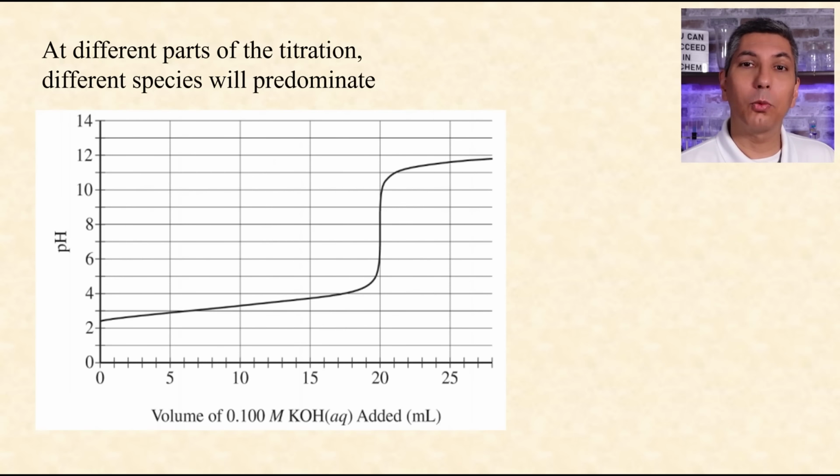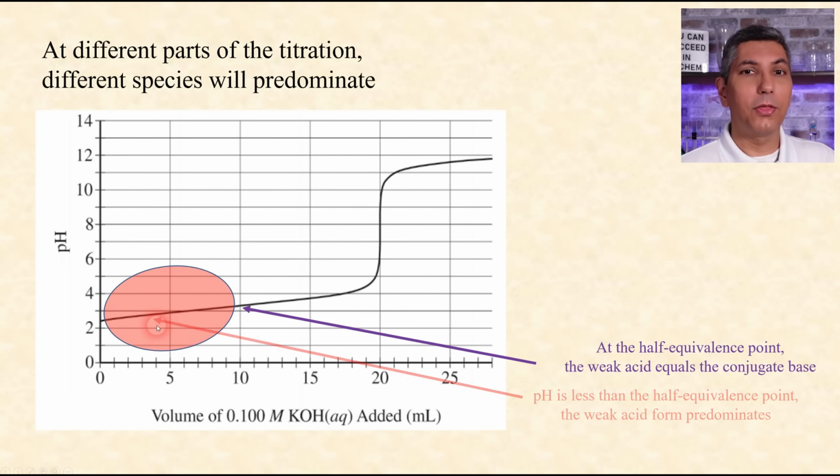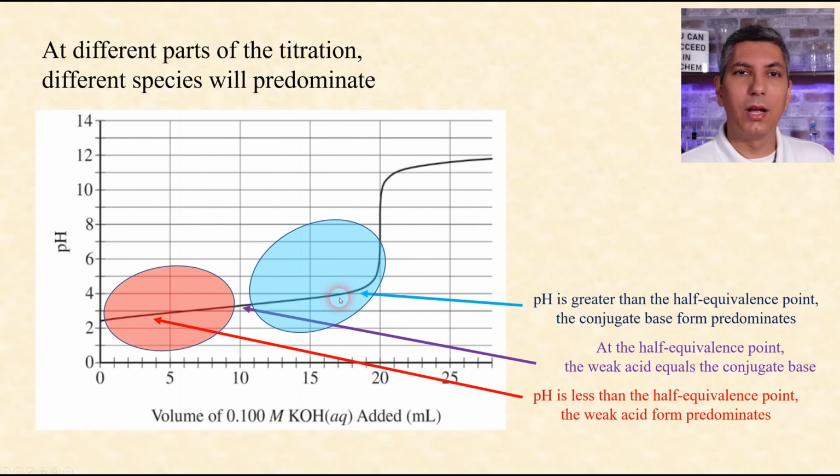As an acid-base titration progresses, different ions or compounds will predominate. Take this titration curve for a weak acid and strong base. We said earlier that at the half equivalence point, the concentration of the weak acid and its conjugate base will be equal. At any pH lower than the half equivalence point, the weak acid will predominate. At any pH higher than the half equivalence point, the conjugate base will predominate.